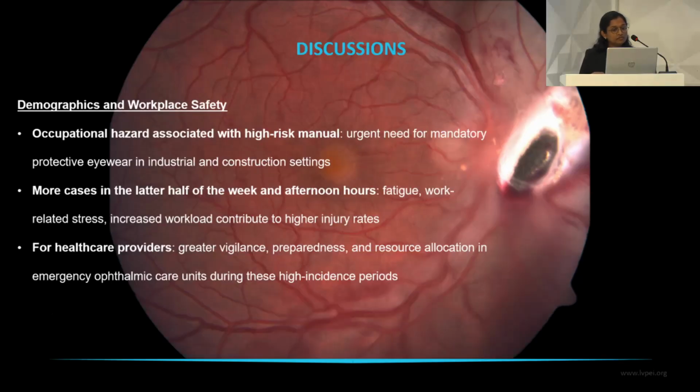So if we have to condense the results, looking at the demographics and workplace safety, occupational hazards associated with high-risk labor mandate the use of protective eye care. If we look at the timeline, there are 2 perspectives here. From the patient perspective, more cases presented in the later half of the day or later half of the weekend, which could be because of fatigue, work-related stress, and increased workload that could lead to an increased injury rate. And from the healthcare perspective, there has to be greater vigilance and preparedness during this hour because this is the high alert time and high influx time of patients.